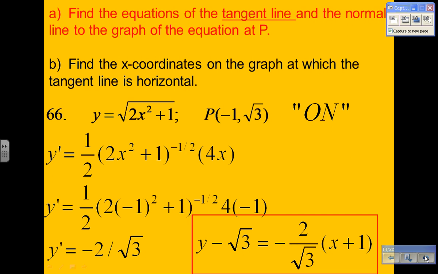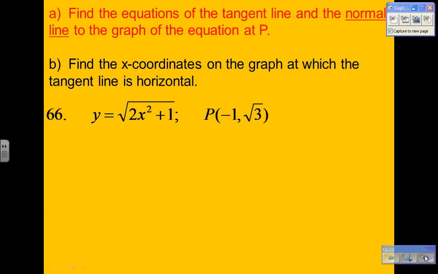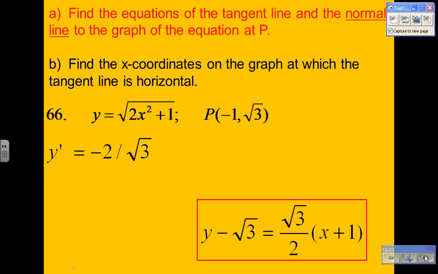Okay. How do you find the equation of the normal line? Change the slope to what? That's negative 2 over root 3. What's the equation of the normal line going to be? Root 3 over 2. How do they know that? Well, easy. The opposite would be positive, and the reciprocal, you just flip the numerator and denominator. That's your answer.